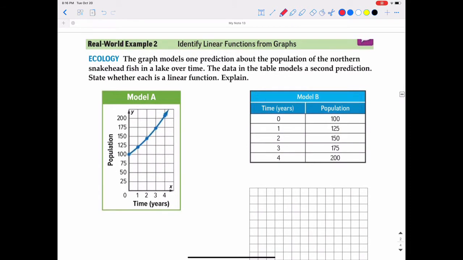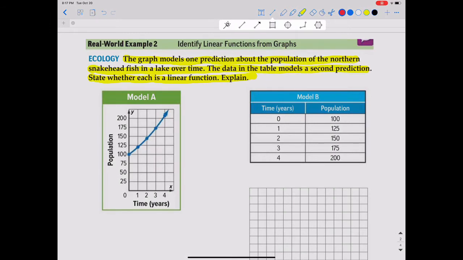Let's look at a real-world example. The graph models one prediction about the population of northern snakehead fish in a lake over time. The data in the table models a second prediction. State whether each is a linear function and explain. So Model A in green and Model B in blue, is Model A a linear function? And it looks like it might be a linear function, but actually I think that blue line is not a line. It is actually a curve.